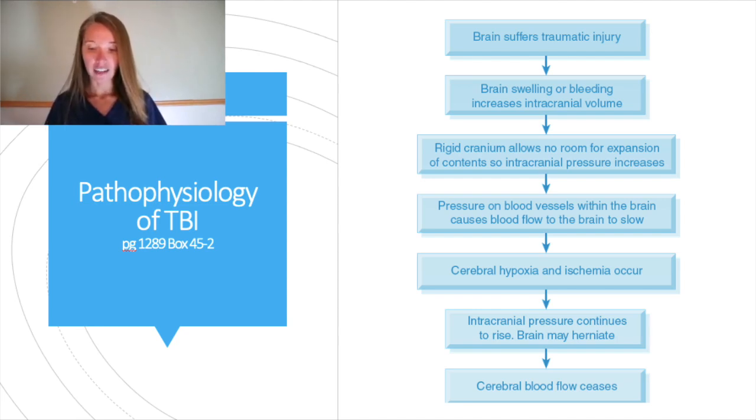So our rigid cranium allows no room for this expansion, so the intracranial pressure continues to increase. The pressure on our blood vessels within our brain causes blood flow in the brain to slow down. So if we slow blood flow to the brain, we are losing oxygen, we're losing nutrients that need to get to our neurons. That's where hypoxia and ischemia come from, as well as hypercapnia, right? The buildup of acids in the brain that can't escape because our arteries and veins aren't able to work correctly.